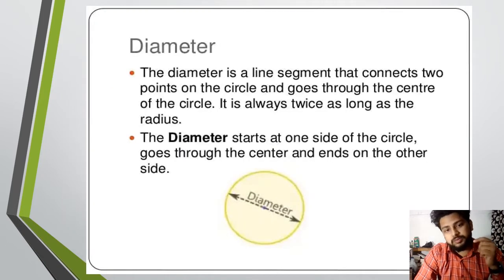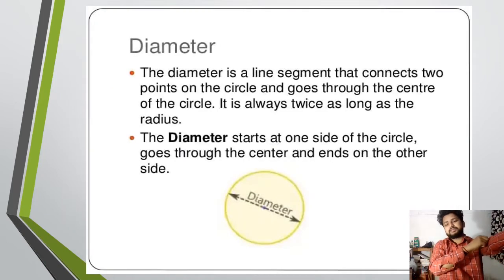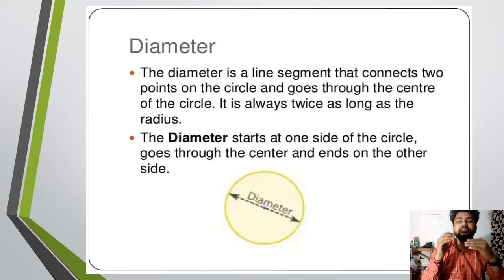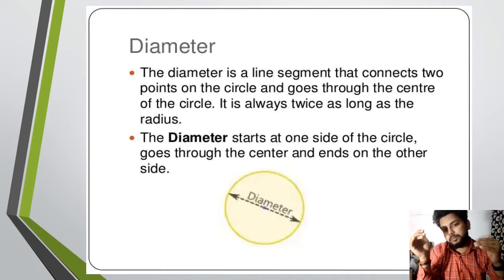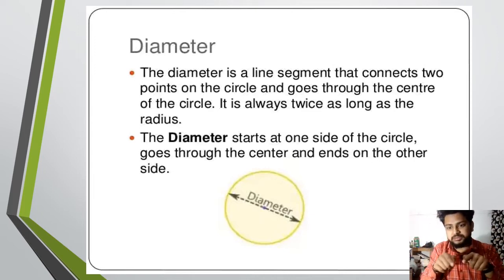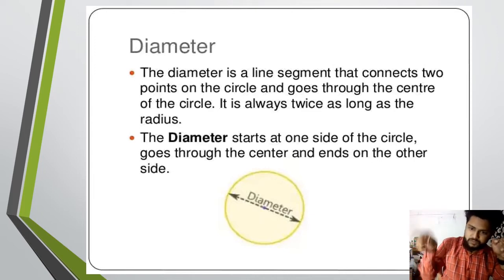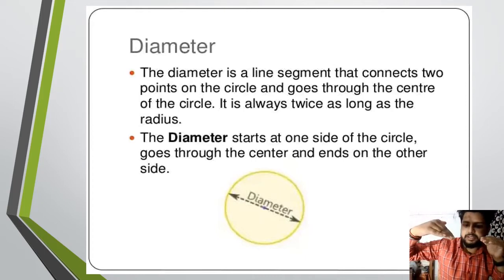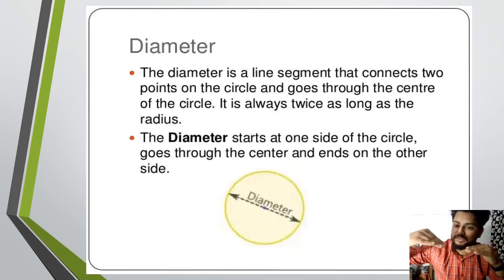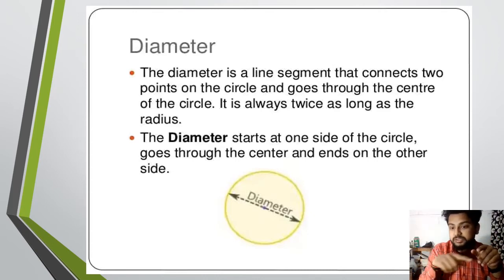Now we are going to move on to the next one, the diameter. As I told you, the diameter is the line segment that connects two points of the circle and goes through the center of the circle. I mean, it passes through the center of the circle. Here is a circle, you can assume this one is a circle. Here is the center and any two points of the circle. When we draw a line and it passes through the center, that line is called the diameter of the circle. You can note down on your notepad, or you can also take a screenshot.